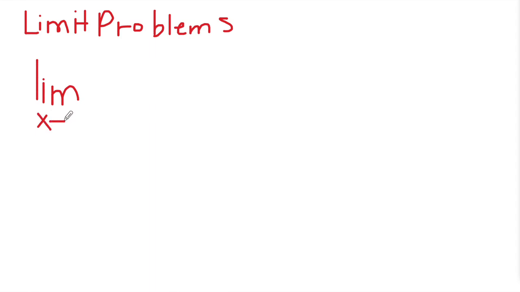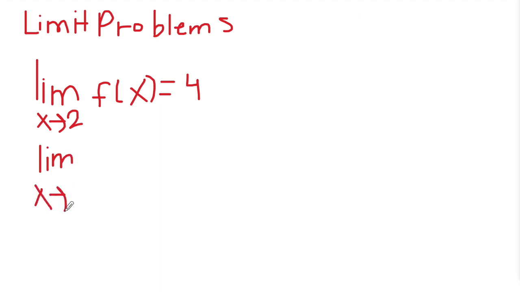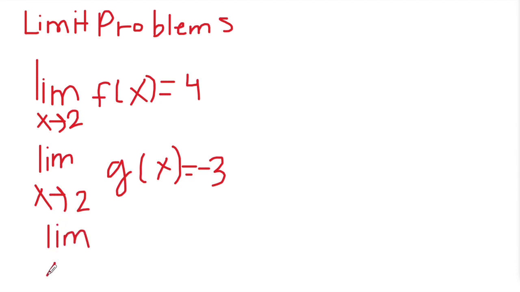The limit as x goes to 2 of f of x equals 4. Then we're given another condition that the limit as x goes to 2 of g of x is equal to negative 3. And lastly, one more: the limit as x goes to 2 of h of x is equal to 0. Based on this, we're going to be given some problems.